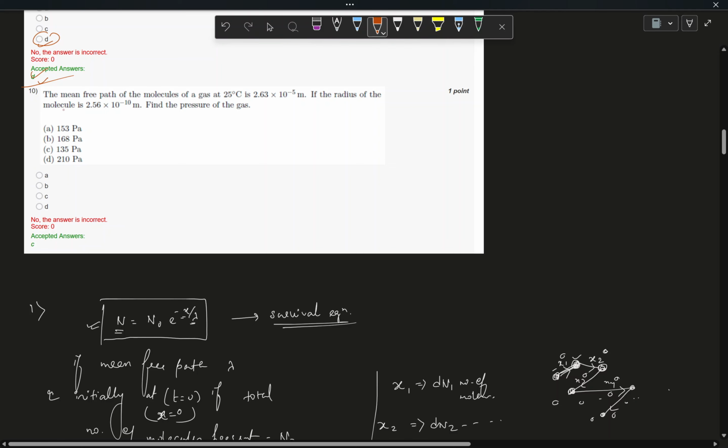Then question number 10 is the last question. It says the mean free path of the molecules of a gas at 25 degrees centigrade. So this means T equal to 25 plus 273, which is 298 Kelvin, right?